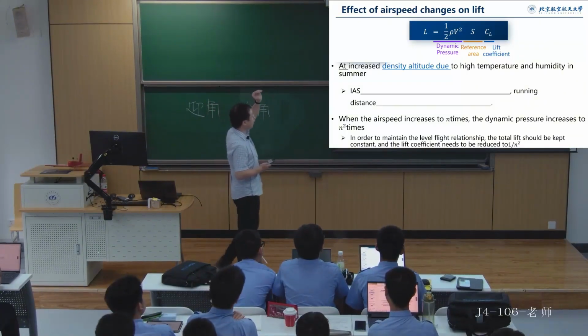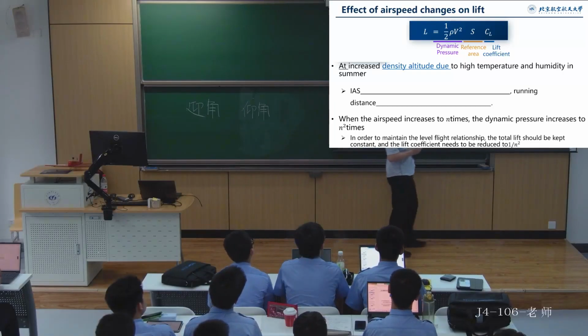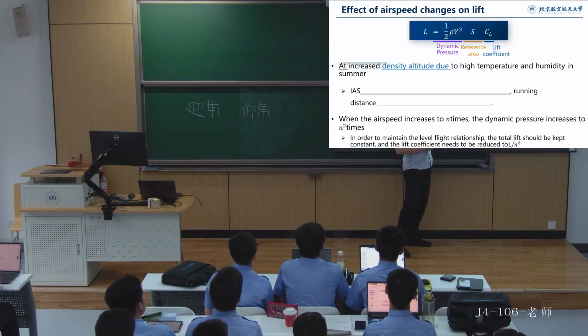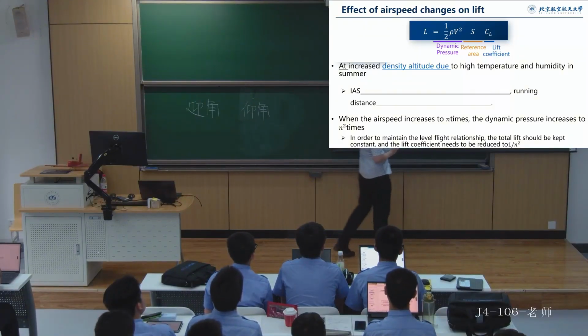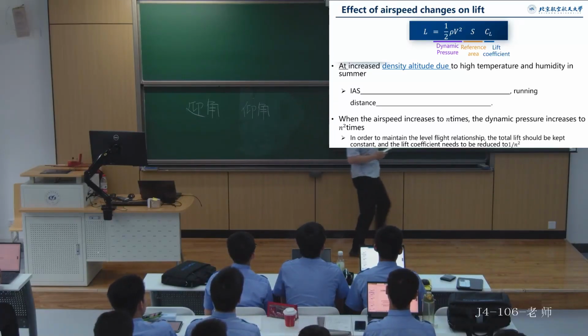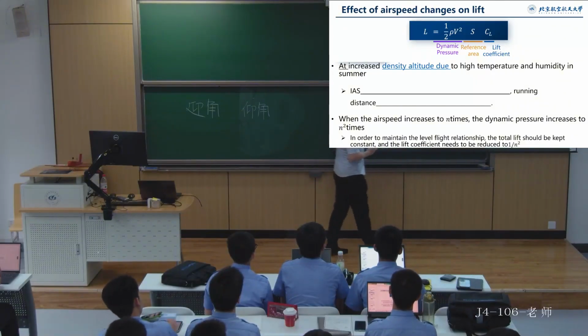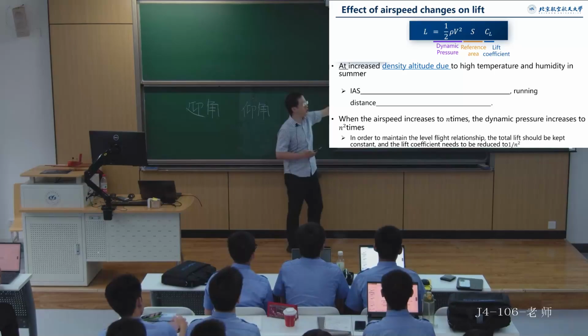All right, so when we say an aircraft is flying in a high density altitude area, it means that the air density is relatively smaller. When taking off, when we lift off, assuming our liftoff lift coefficient is fixed, what should our liftoff indicated airspeed be?